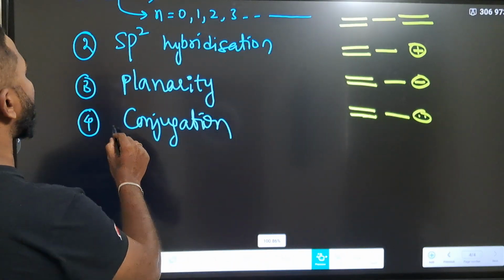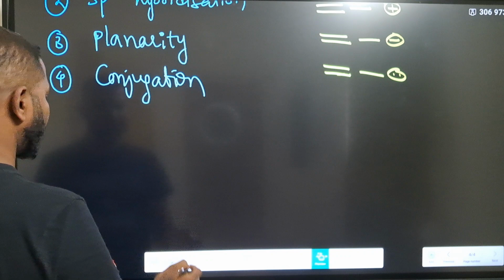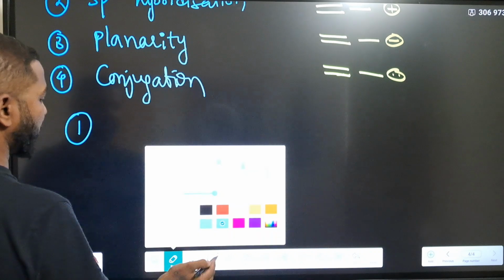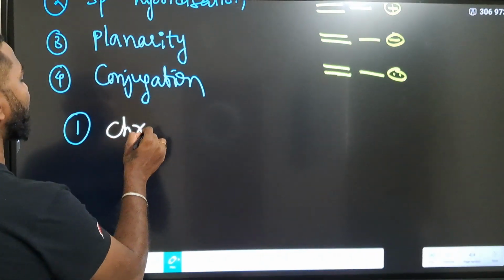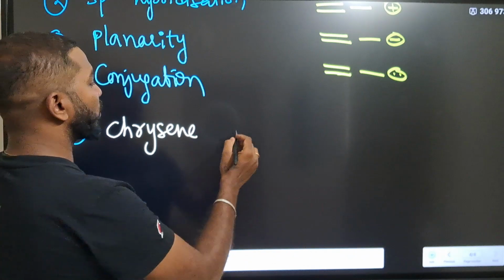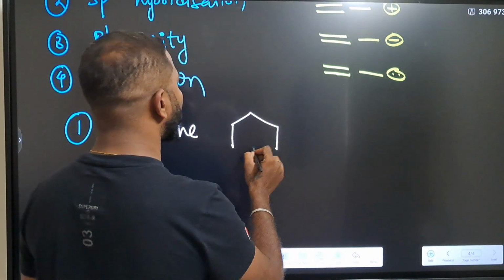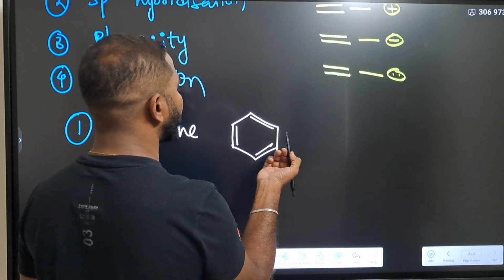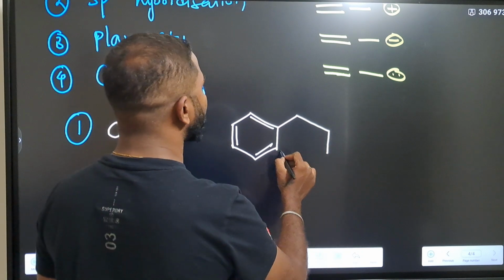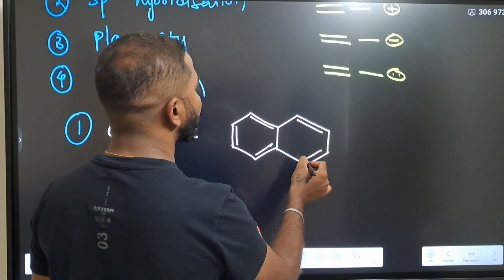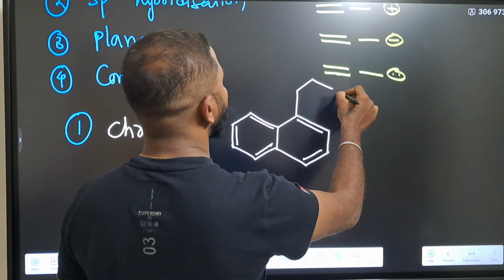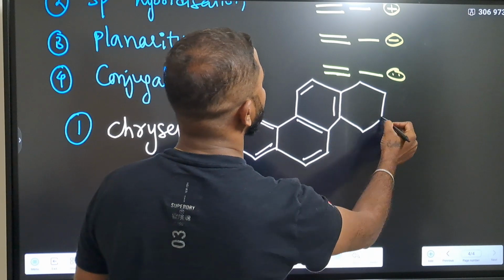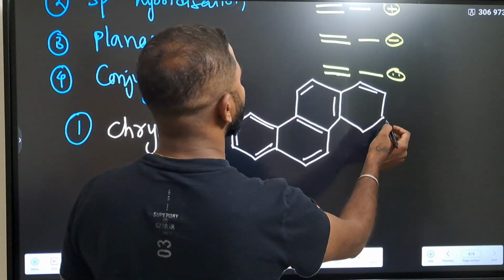The first option we have is chrysene. So what is the compound chrysene? Chrysene has 4 benzene rings fused with each other. If you look at the benzene structure, we know that it has alternate pi bonds. So you will have this particular structure, and this is the structure of chrysene.